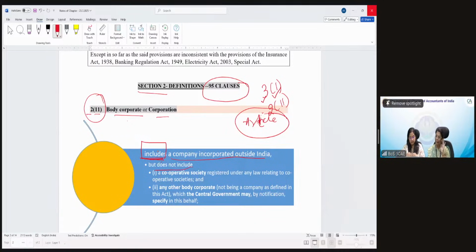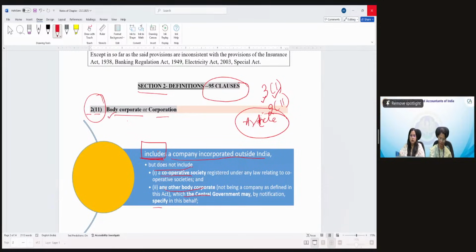It is clearly specified that there are certain kinds of companies which are not covered under body corporate. They have specified cooperative societies registered under the Cooperative Societies Act, and any other body corporate which the central government specifies by notification and which is not defined under the Companies Act. Those will also be excluded from the purview of the definition of body corporate.